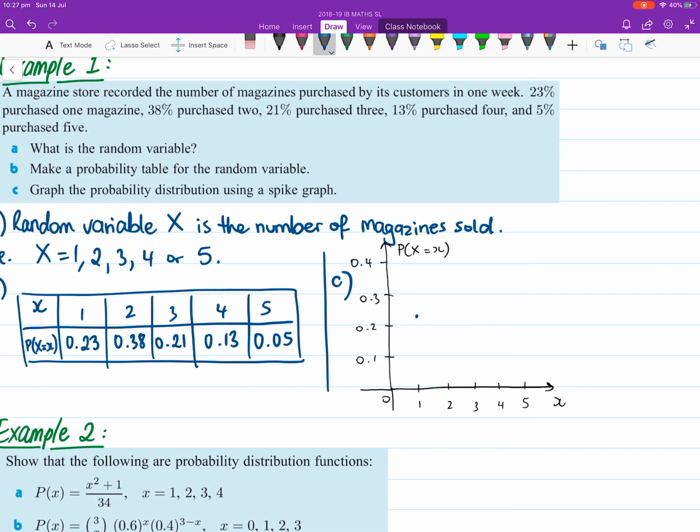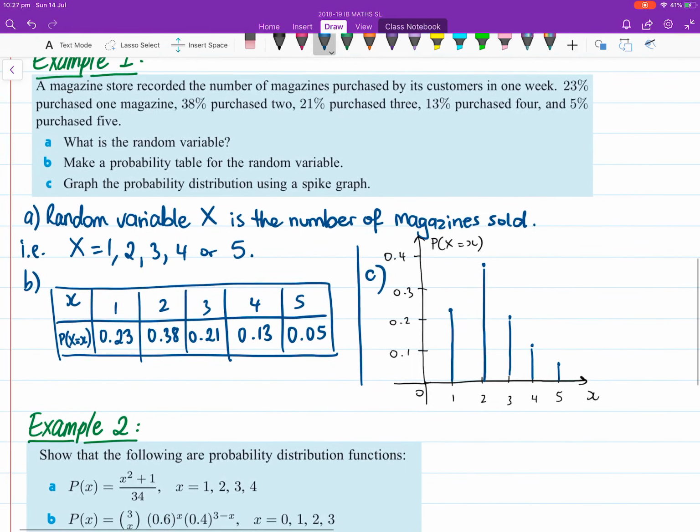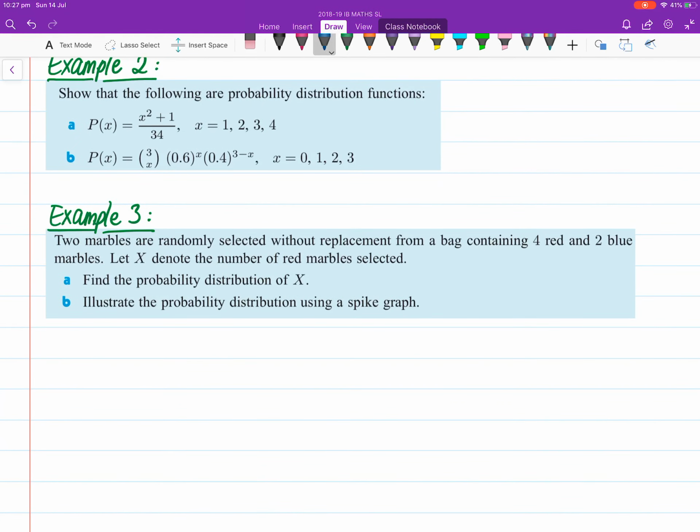Okay, so for 1, what have we got? 0.23. So there somewhere. Okay, and then for 2, 0.38. Where's 0.38? Somewhere there. Okay, please use a ruler. I can't do a ruler on the iPad. 0.21 here somewhere. And then 4 is 0.13, maybe here somewhere. And then 5, 0.05, that'll be there somewhere. Okay, makes sense? And then let's do example number 2.